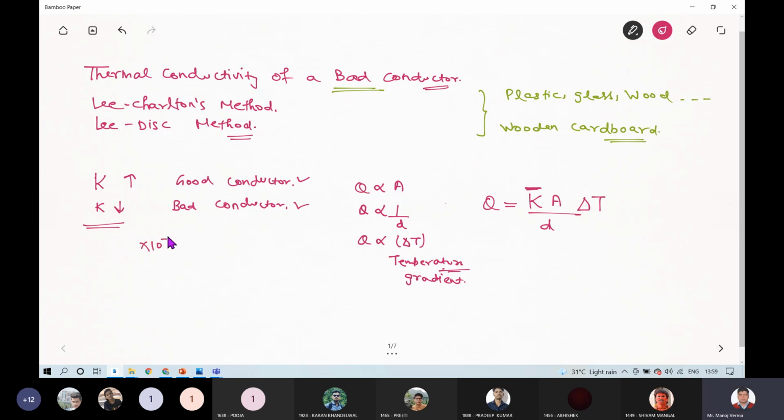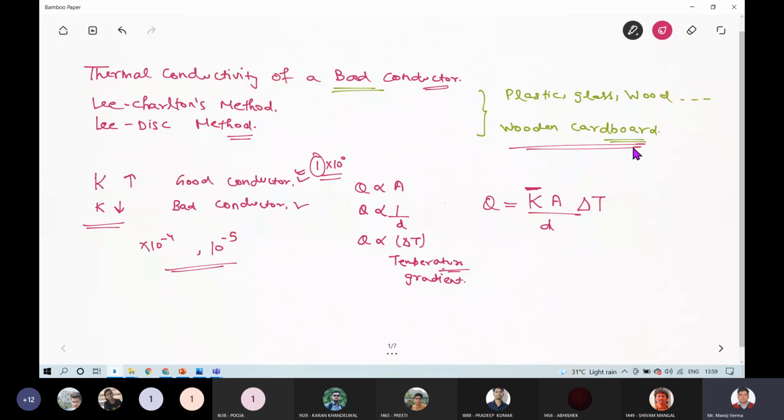Let's say 10 raised to the power minus 4 और 10 raised to the power minus 5 ऑर्डर में जो होगा. अभी आपने गुड कंडक्टर्स के केस में जो देखा, that was around 1. Okay, 1 into 10 raised to the power 0 means basically this was the order. But in the case of bad conductors, yes, thermal conductivity decreases like this. It can come into the range of 10 raised to the power minus 4 or 10 raised to the power minus 5. Okay. So in this particular experiment, we will be using wooden cardboard as our specimen, our sample, of which we have to find the thermal conductivity.